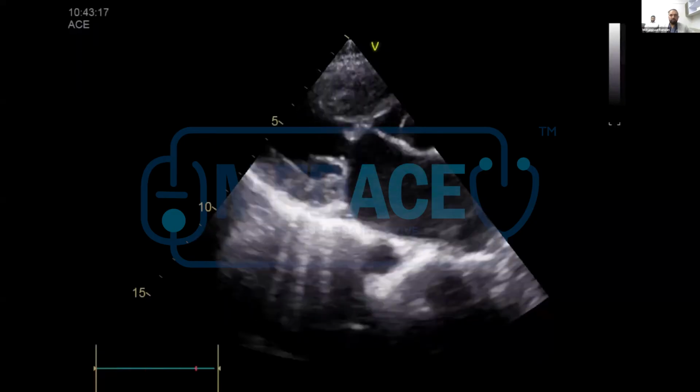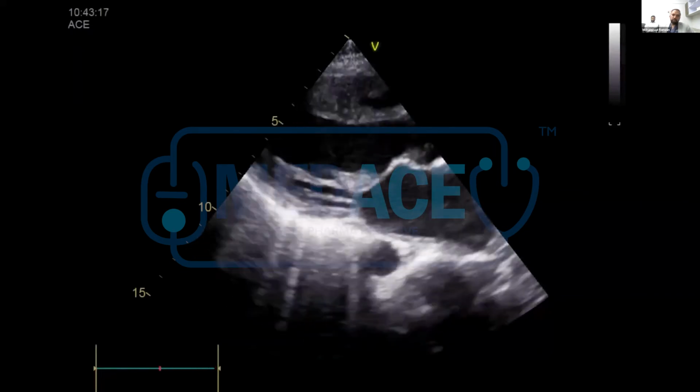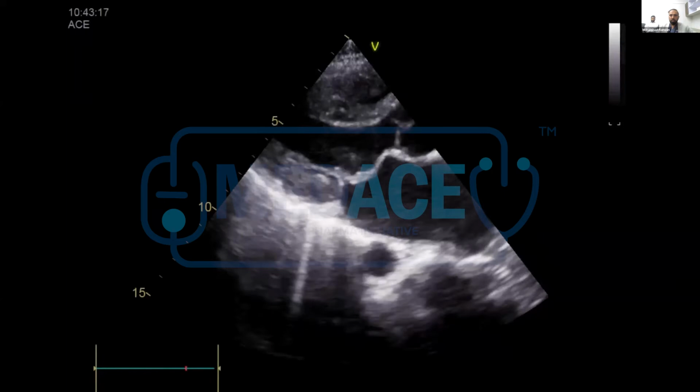On the next day, I did the transthoracic echo of this patient. Now we can easily appreciate that the mitral valve is nicely opening.